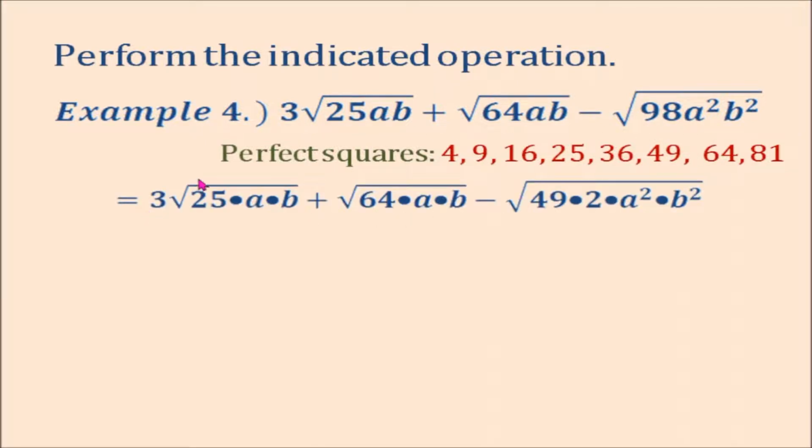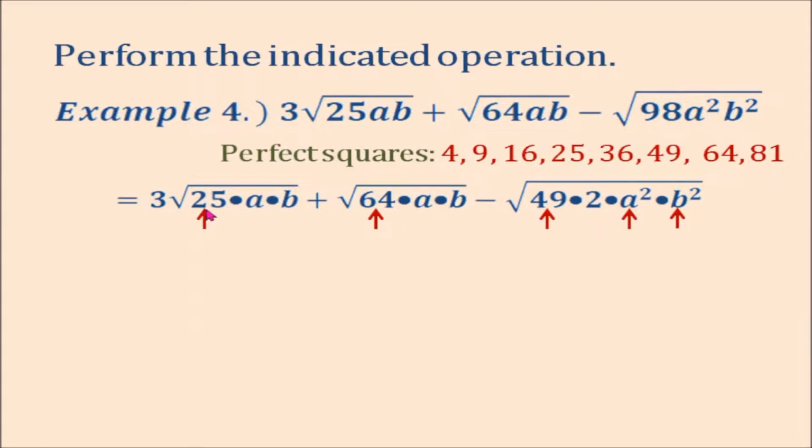So it's 3 square root of 25 times a times b. Then we have square root of 64 times a times b. The factors of 98 a squared b squared are 49 times 2 times a squared times b squared. These are the perfect squares: 25, 64, 49, a squared, and b squared.